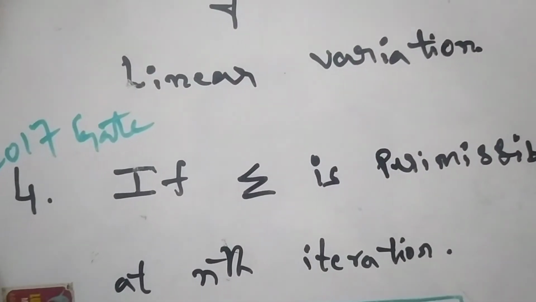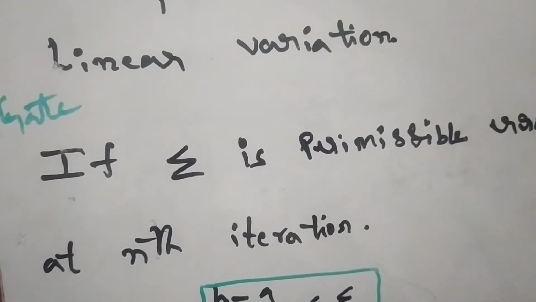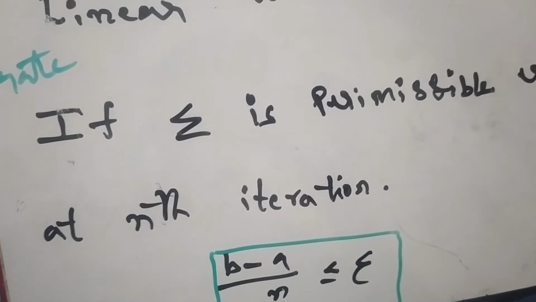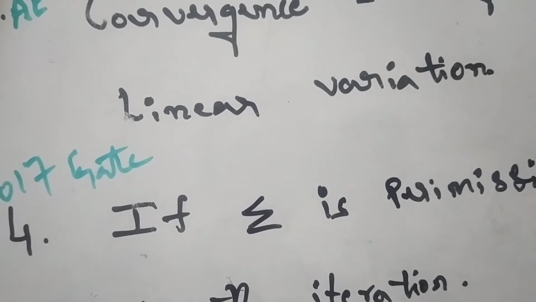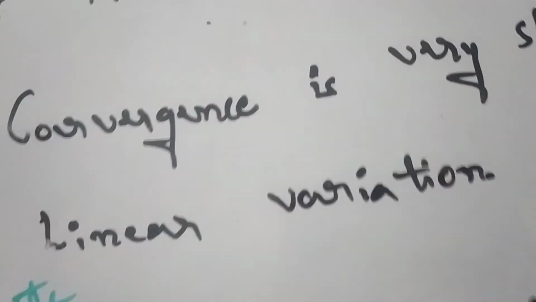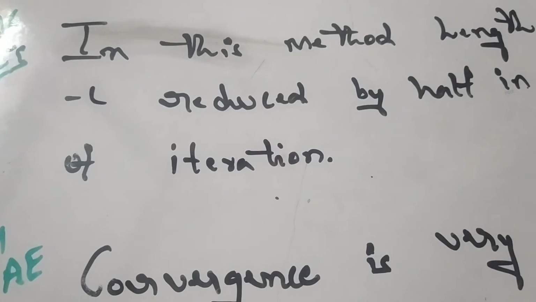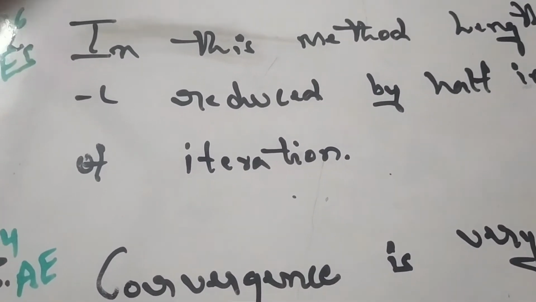Last point, if the error is permissible, then at the nth iteration, (b minus a) divided by 2 to the power n is less than or equal to the permissible error. This was a 2017 GATE 2-mark question. This is very important. Just remember these points when going to the examination. It is helpful for 1 or 2 marks.